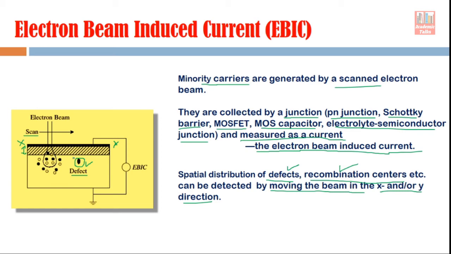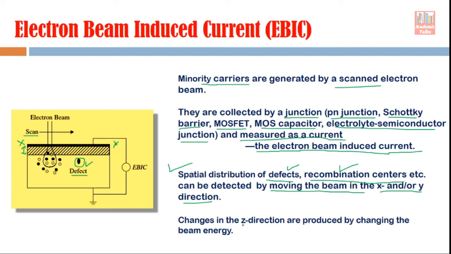Now sometimes, as you know, we are interested in finding out the depth profiling also, meaning the location of the defect. On the xy plane we can find it using this scanning of the electron beam in the xy direction, but sometimes we are interested in finding out its depth also. For that, we have to change the z direction, and that change is produced by changing the beam energy, right?